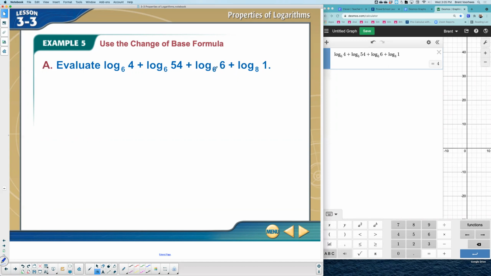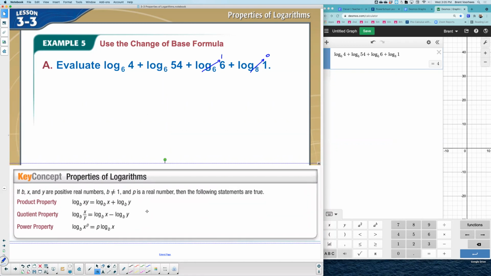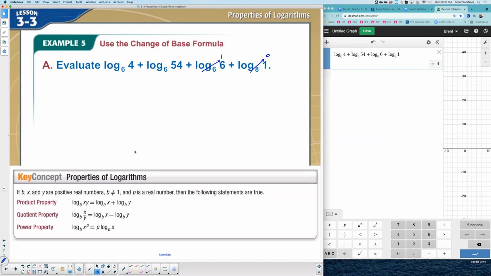Now, how I can do this quickly, since you now know the answer is 4, is you could just look at this and say, okay, 6 to some power equals 6, so I know this value has to be 1. And 8 to some power equals 1, so that unknown power has to be 0. These two have a common base, and they're adding. Two logs adding is the same as multiplication according to my properties. So I could rewrite this as log base 6 of 4 times 54, and then plus 1, because that right there is 1. Okay, so I simplified there.